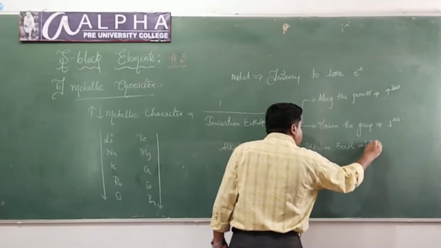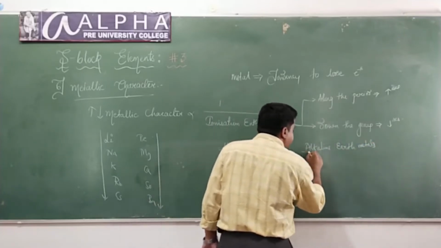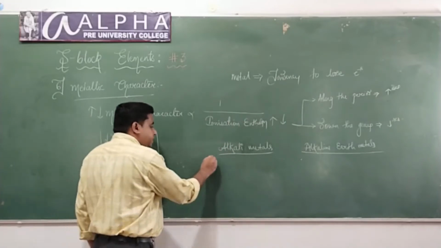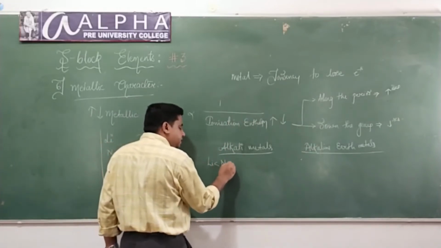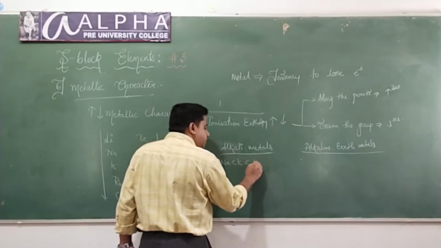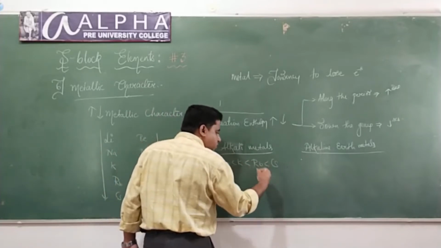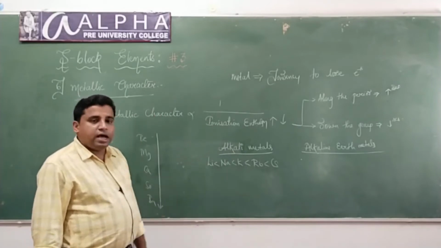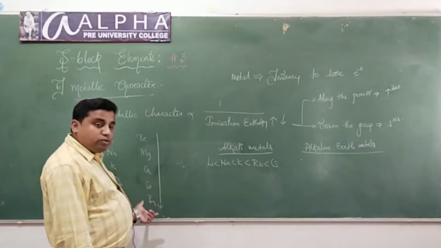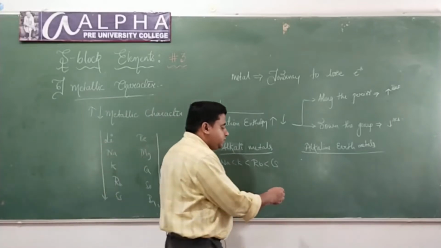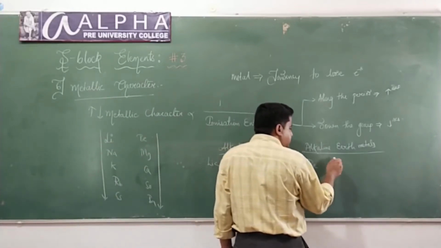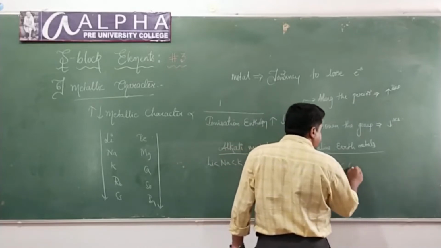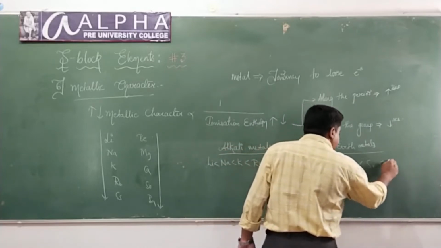Down the group, ionization enthalpy decreases, that means metallic character increases. So lithium has less metallic character than sodium, then potassium, then rubidium, then cesium. Cesium has the highest metallic character. What about among alkaline earth metals? The same trend follows. Beryllium is less metallic when compared to magnesium, then calcium, then strontium, then barium.